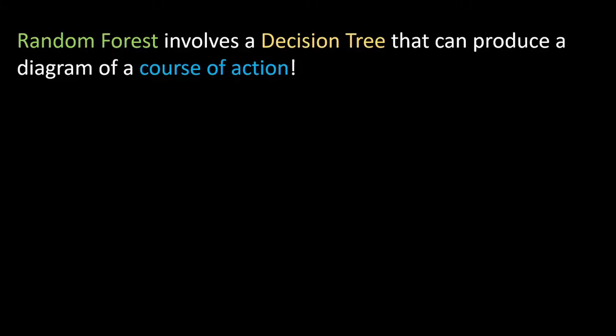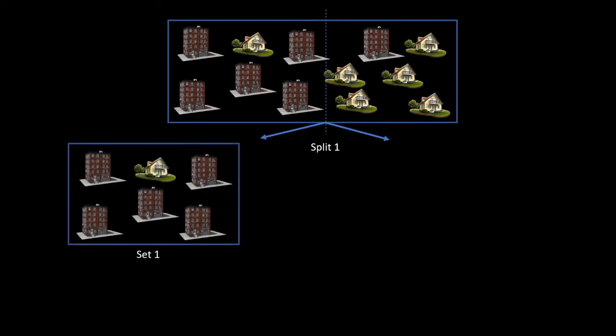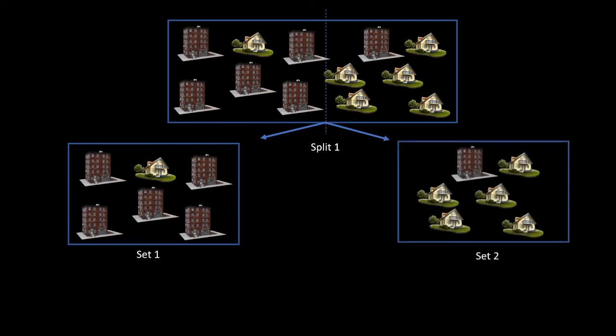So we're back in the slides and we're going to talk about random forest. And random forest involves a decision tree that can produce a diagram of a course of action, just like the previous one we did. Okay. And so when we look at this particular example, we're seeing a very high entropy example of our root node here. But when we split this data into 2, what you're seeing is a set. Okay, so there's just a different set of the data. And then we split it into the second set of the data.